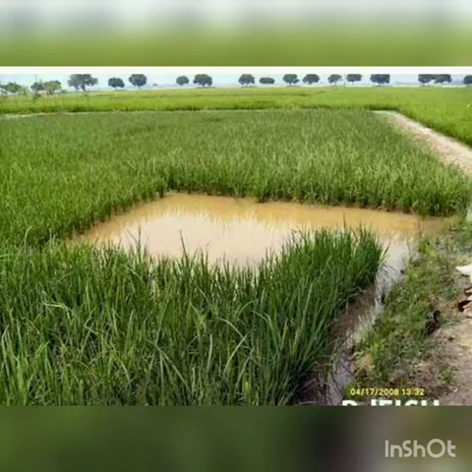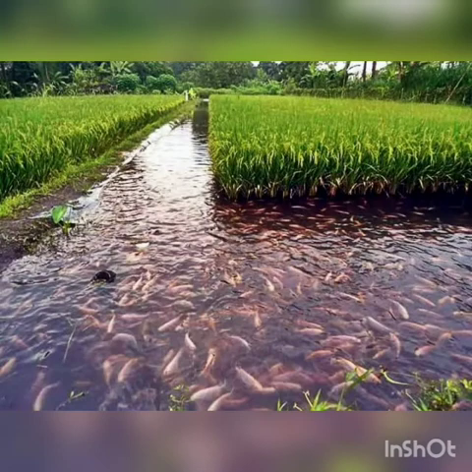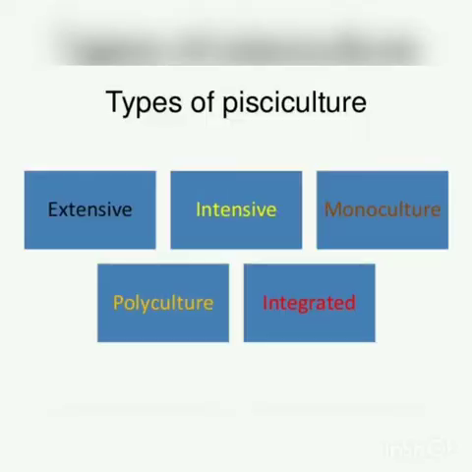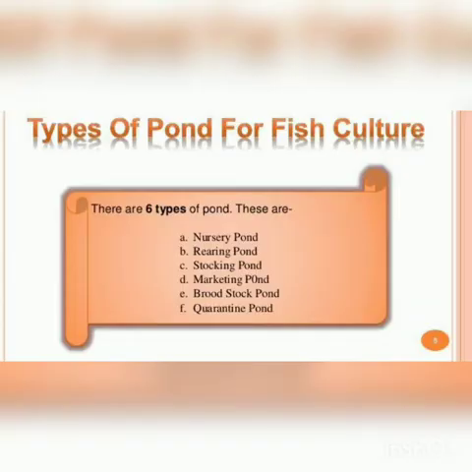So ஏதாவது நம்ம agricultural crops கூடயே சேர்த்து ஃபிஷஸையும் வளர்க்கறது. ஓகேவா? So that is called integrated fish farming. So what are the different types of fish culture? Extensive fish culture, intensive fish culture, monoculture, polyculture and integrated fish farming. Next one, types of ponds for fish culture. So what are the various types of ponds?